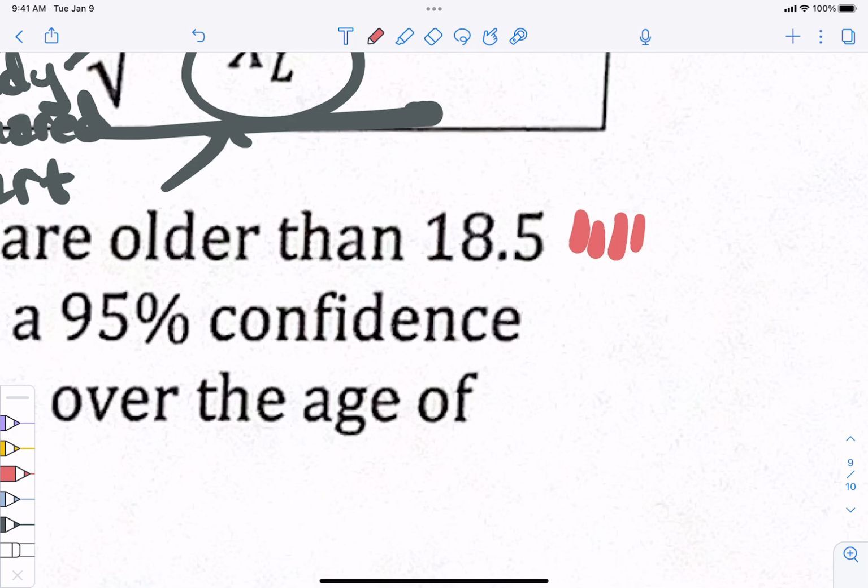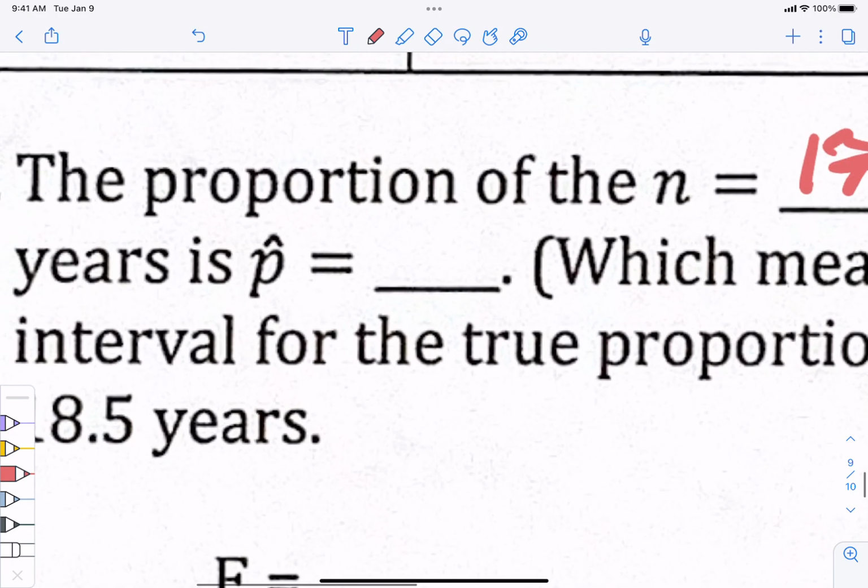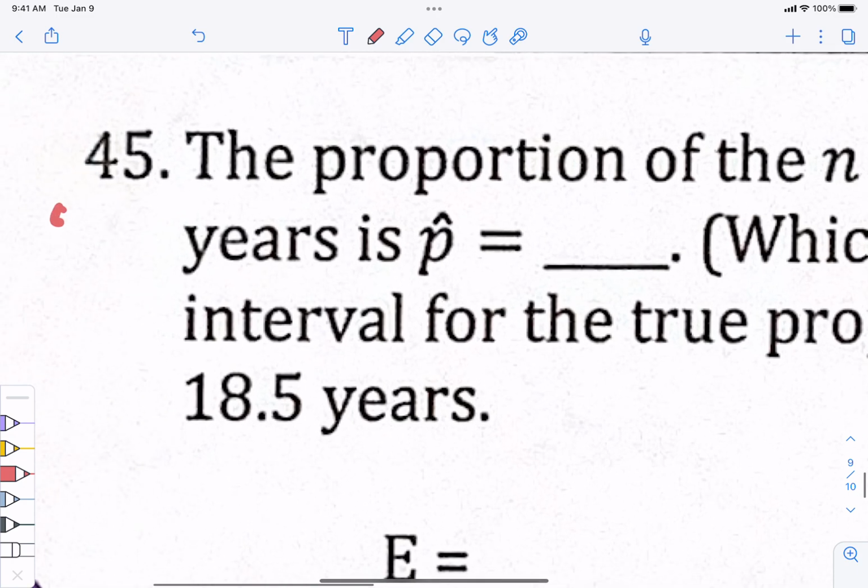Michelle is not. Ellie is not. Caleb is. India is. Keaton is not. Molly is not. Abigail is older than 18.5. Maddie is not. TJ is and Allie is not. Okay, so you found 8, but we have to put that into a p hat. So how do I make that into a p hat? 8 divided by 17, and that is what percent? 8 over 17? 47.1 or 0.471.